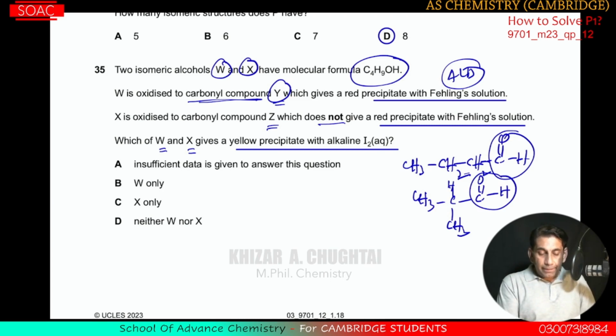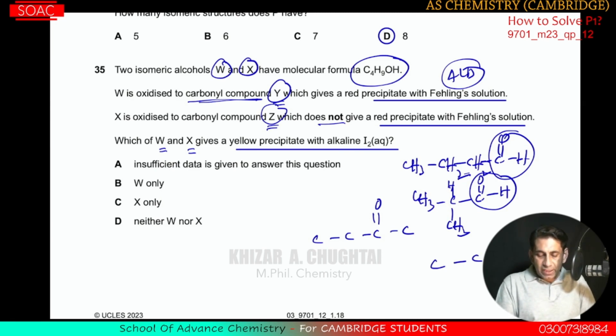Now come towards Z. That is not giving any red precipitate with Fehling's solution. I mean, this Z is a ketone. So for the 4 carbon alcohol that can make the ketone, once again I'm going to write the 4 carbons over here, and you can mark the ketone over here or over here.